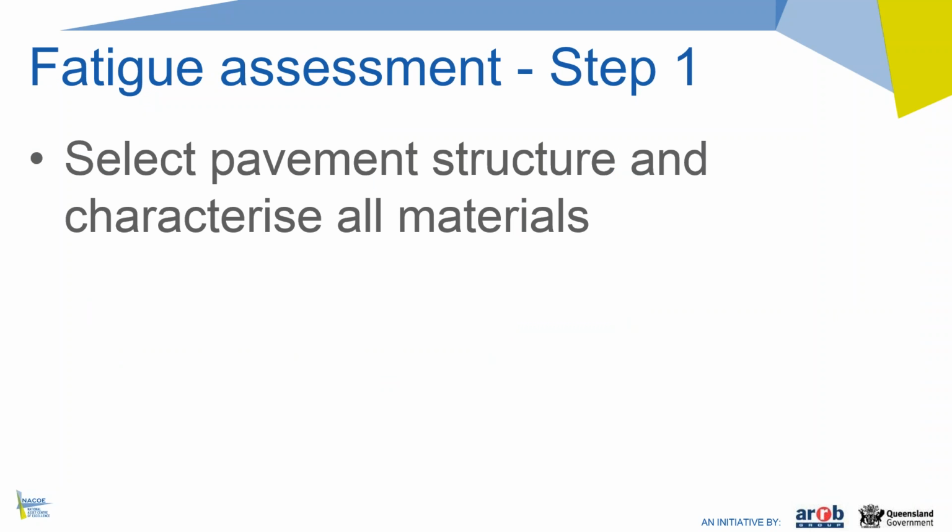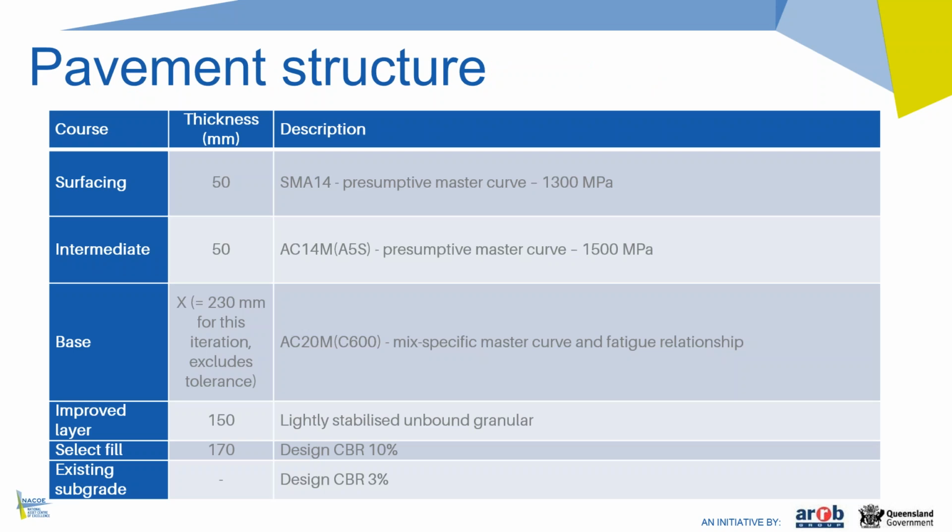So now moving into the assessment of asphalt fatigue damage. The first step is to select the pavement structure and characterise all the materials. For our example, here's the pavement structure that we'll be using. We have a 50mm SMA surfacing and a 50mm AC14 with a PMB binder as the intermediate course, and we'll be using the presumptive master curves for those. I won't actually show that calculation, but it is shown in the technical note to give us the design moduli of 1300 MPa and 1500 MPa for those two layers.